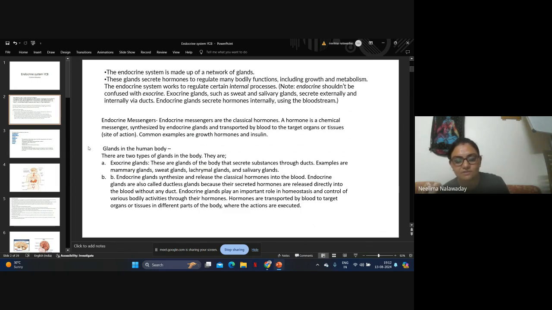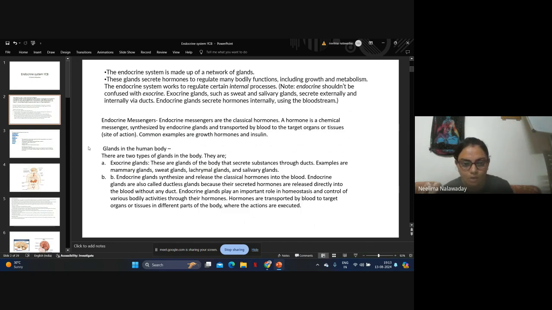Hormones are chemical messengers. They are synthesized by endocrine glands and transported by blood to the target organs or tissues, which is called the site of action. Now, we had already seen homeostasis, maintaining the internal environment so that our systems can work together with coordination. To achieve that homeostasis, there are two systems playing a major role. First is the nervous system and second is the endocrine system. That's why they are called major systems balancing, regulating, and governing our remaining systems in the body.